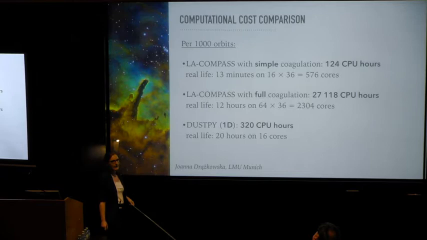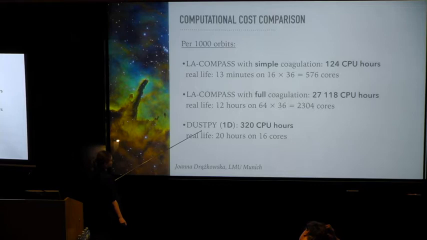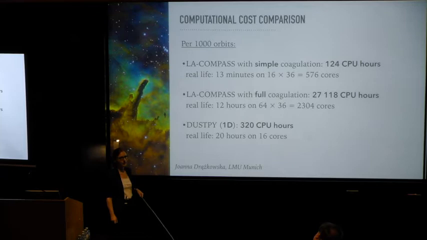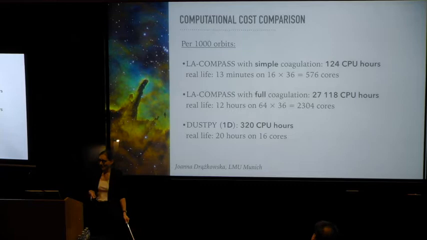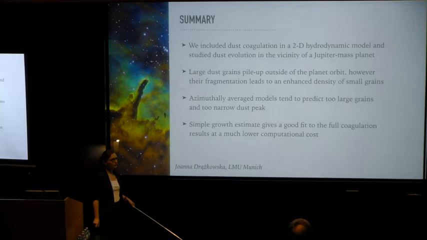And then for the 1D approach, the dust by code, which is not MPI parallel, right, is only OpenMP, it takes about 20 hours on 16 cores, but I think it doesn't scale super well. So probably if I run this on one core, it would be fewer CPU hours. Okay, so that is pretty much it. And I will just leave you with my conclusions, and I'm super happy to answer your questions. Thank you.